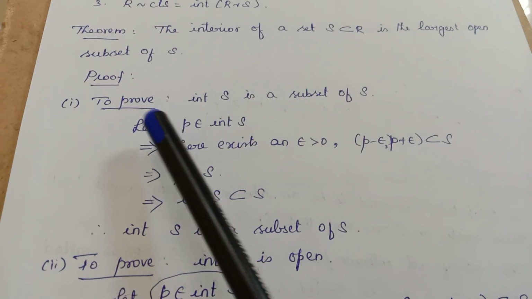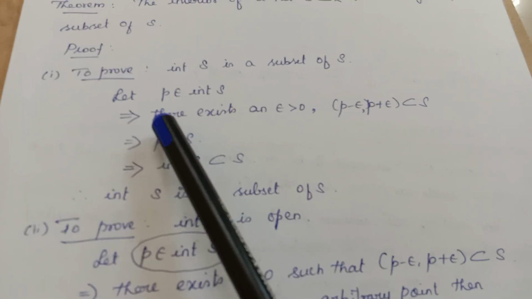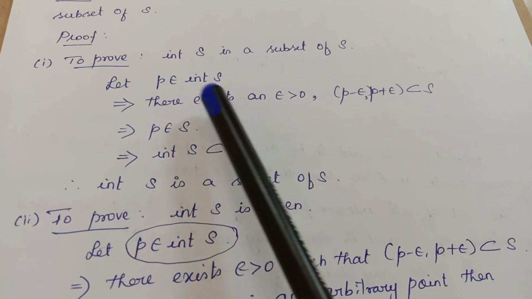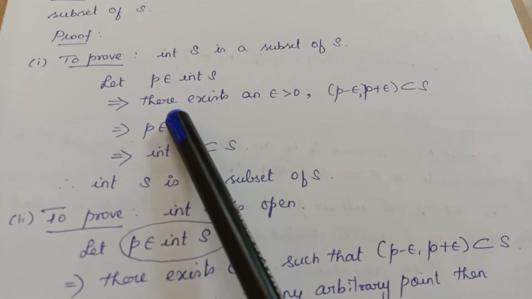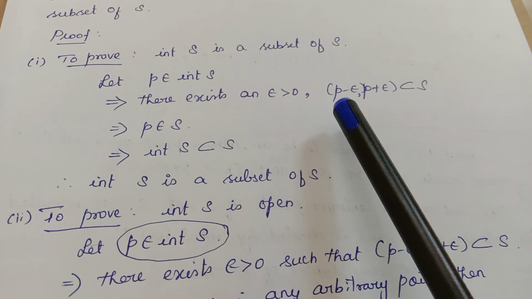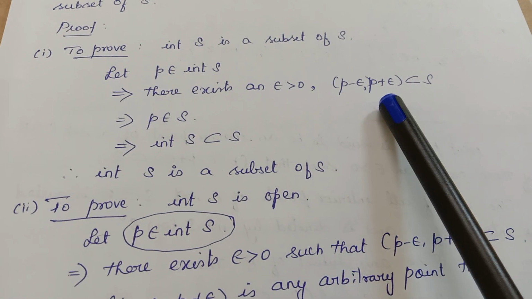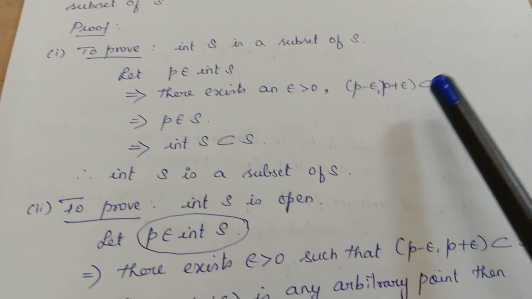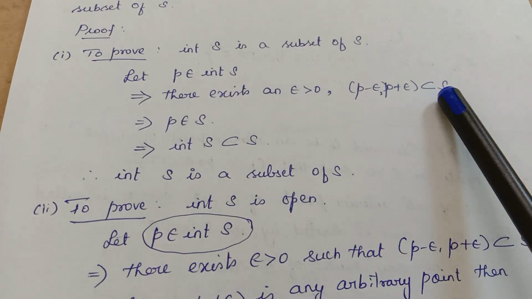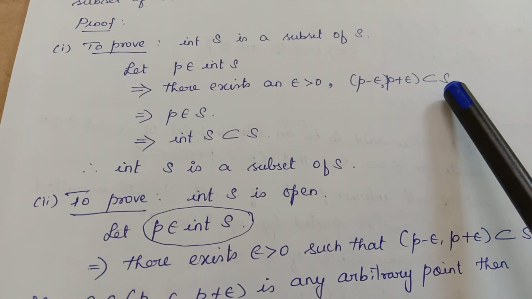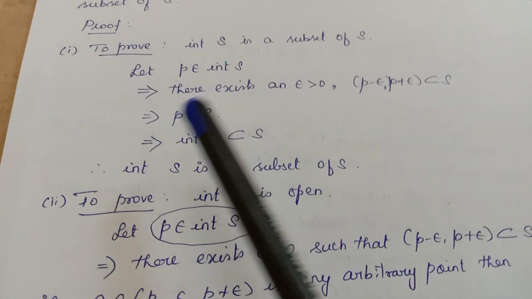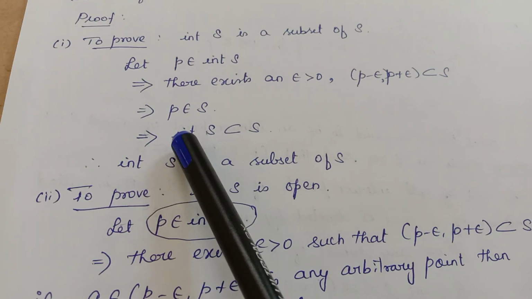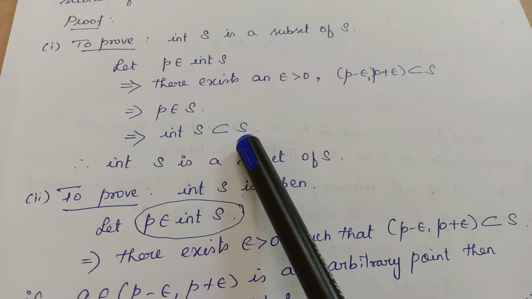Okay. So first, let me prove it is a subset of S. Now, let P belong to interior of S. That means for at least one epsilon greater than 0, the open interval P minus epsilon to P plus epsilon is contained in S. When this whole interval is contained in S, the point P definitely will be inside S only, no? So P belongs to S. Therefore, interior of S is a subset of S.